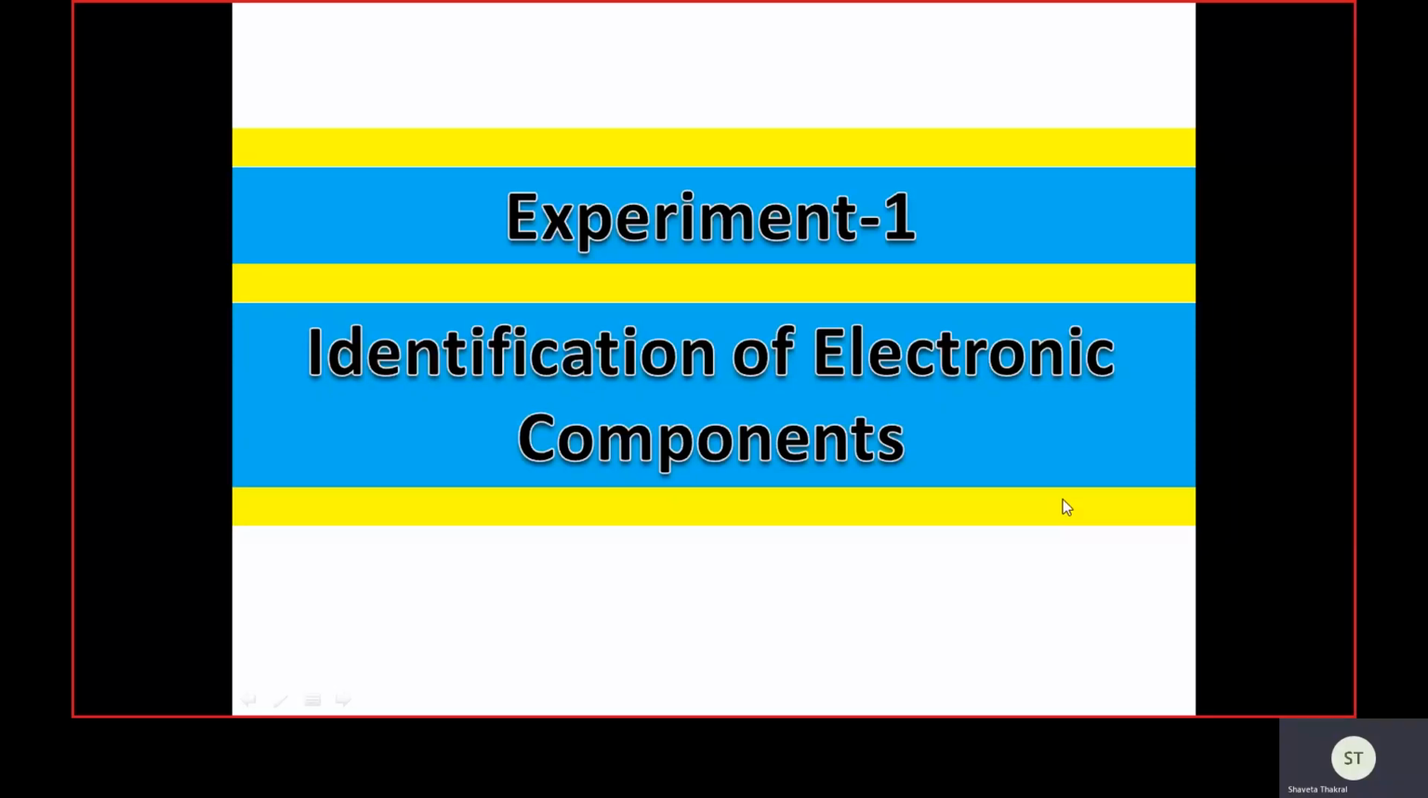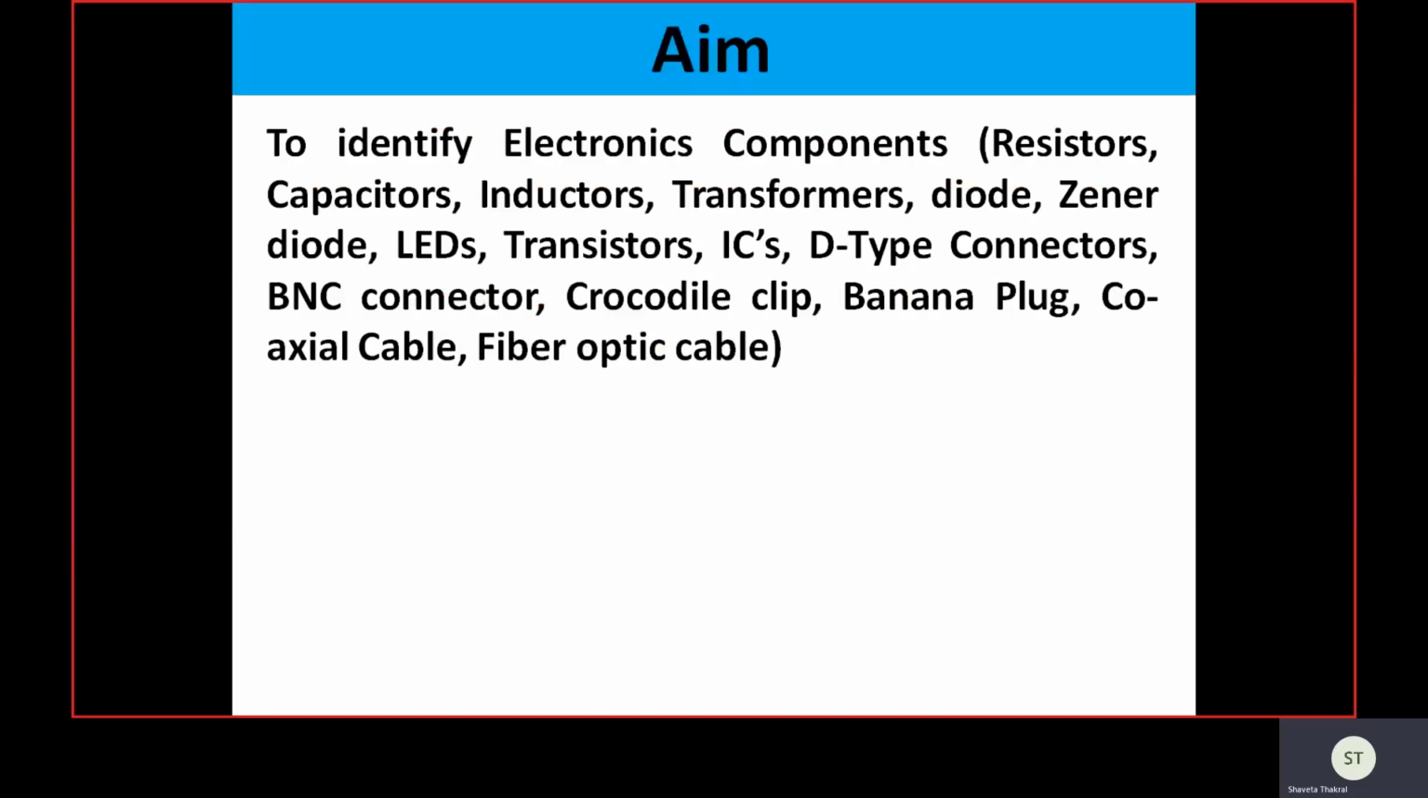In this experiment, we are going to discuss identification of electronic components. The aim of this experiment is to identify electronic components, that is resistors, capacitors, inductors, transformers, diode, Zener diode, LED, transistors, ICs, D-type connectors, BNC connectors, crocodile clip, banana plug, coaxial cable and the fiber optic cable.